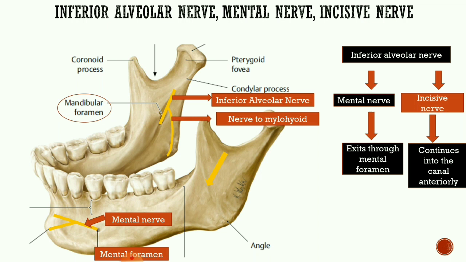So the inferior alveolar nerve has two branches. First is the mental nerve, which exits through the mental foramen, and second is the incisive nerve, which continues into the canal and moves anteriorly to supply the mandibular anteriors. So through the flowchart, it's clear that the mental nerve exits the foramen, whereas the incisive nerve stays within the canal and continues forward.